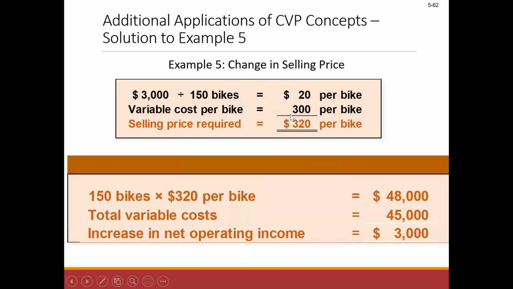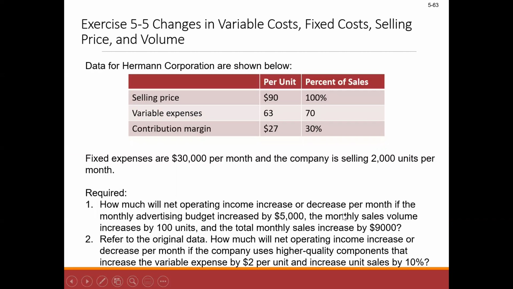So we would have to sell it. We would need to have a contribution margin of 20 bucks per bike. Our variable cost per bike is 300, so we'd have to sell each bike for 320. So 150 bikes, if we sold them at 320, after our variable cost, we would end up with a $3,000 increase in operating income.